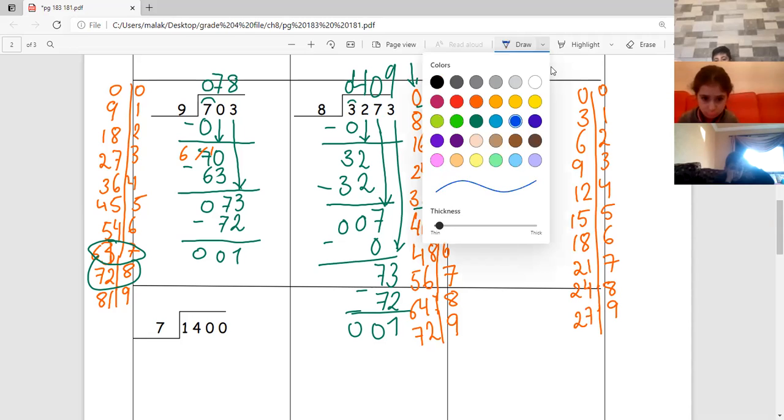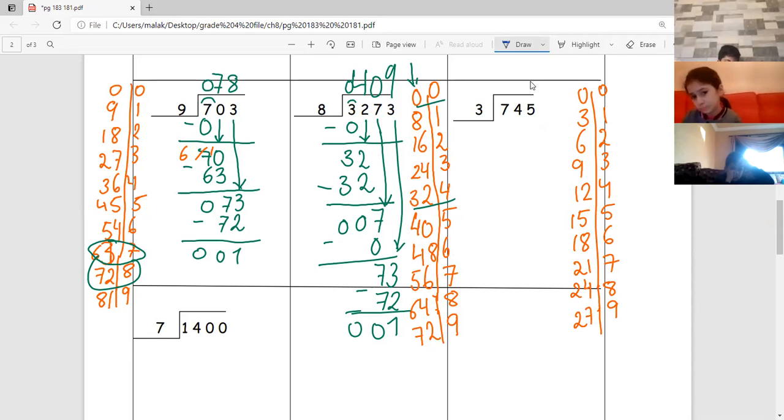Which number is very close to 7 in table 3? 6. So 2 up and 6 down. Type. 7 minus 6, Ali. 1. Now we bring down 4. 14. Which number is very close to 14? It has to be less than 14 in table 3. 12. Bravo. So 4 up and 12 down.